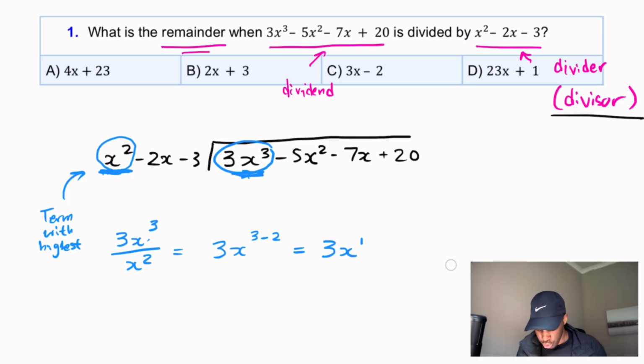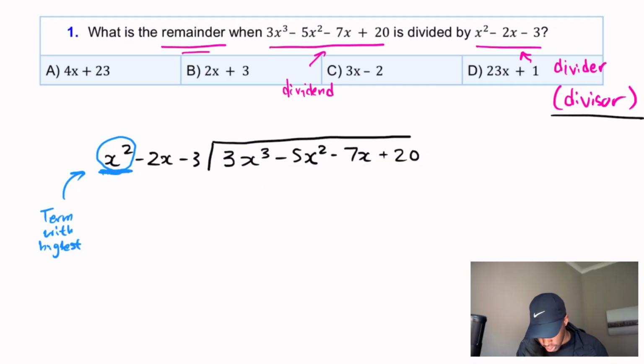So then what we're going to do is write that 3x right here at the top. I'll just use green. We're going to write that at the top just like that, because we know that x squared goes into 3x cubed 3x times. Cool. So now that we've done that, we're going to say, okay, 3x times this x squared.